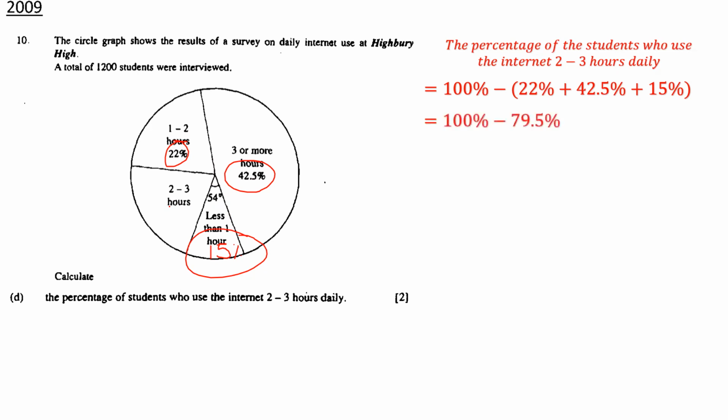What is 22 plus 42.5 plus 15? That's 79.5. And so we subtract 79.5 from 100, and the answer is 20.5. So the percentage of students who use the internet 2 to 3 hours daily is 20.5%. Okay, let's move on to the next question.